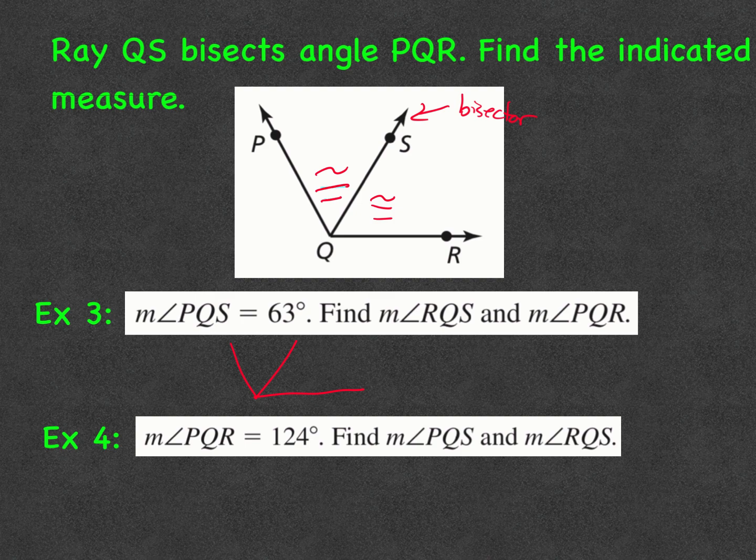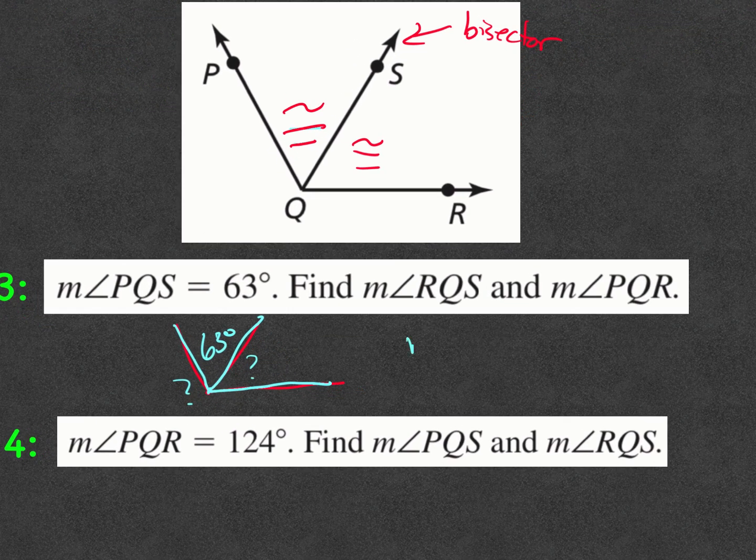Can y'all see the red okay? It's a little hard to see, huh? So it says PQS is 63. Is that one of the small ones or the large ones? It's a small one, right? And it's just right here, 63 degrees. Then it wants us to find these other two measures, the other small one and the large one. Zoom in a little more. So it wants the measure of angle RQS, and the measure of angle PQR.